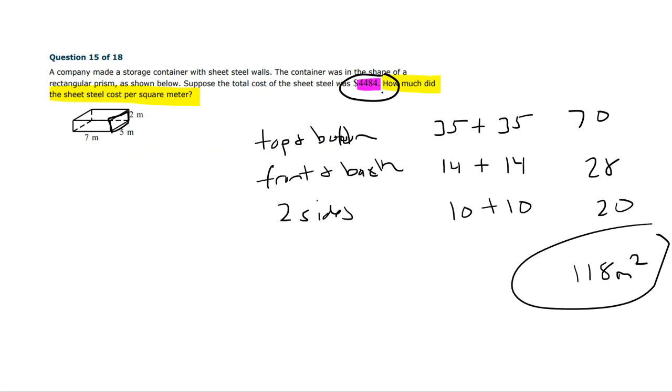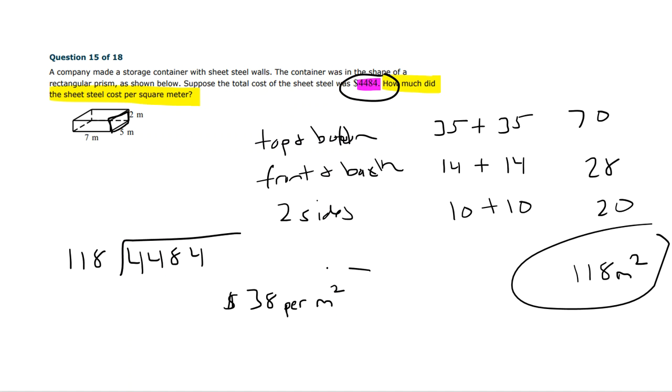This is the total cost of the sheet steel. So if we want to know how much the sheet steel costs per meter, we're going to have to take the $4,484, divide it by the 118, which is our total, and that'll tell us the cost per meter, which gives us $38 per meter squared.